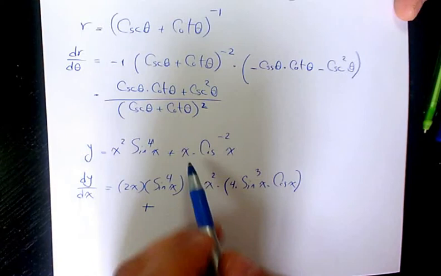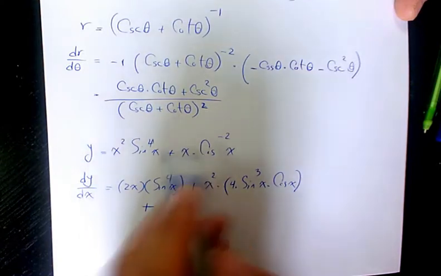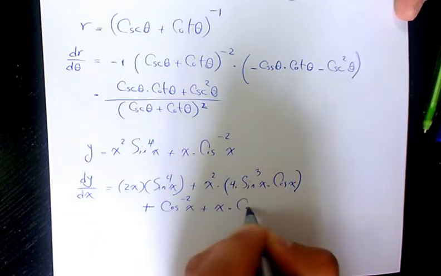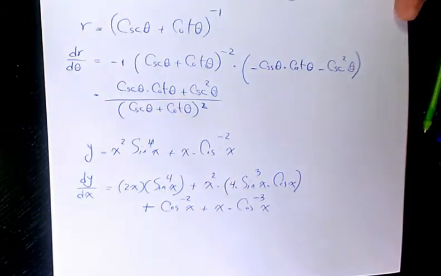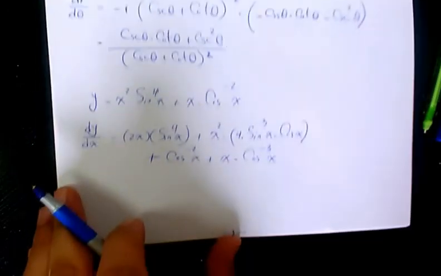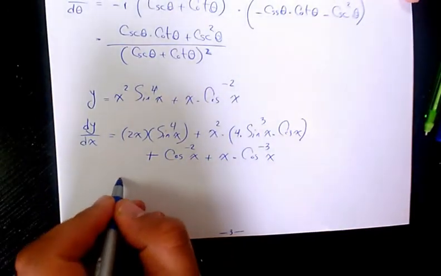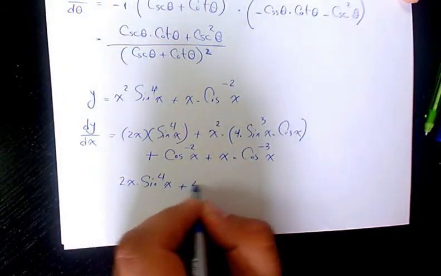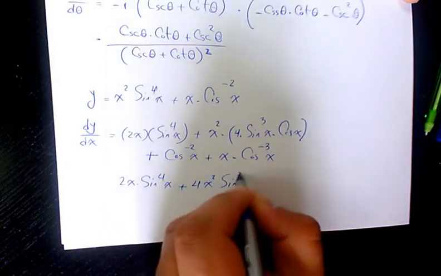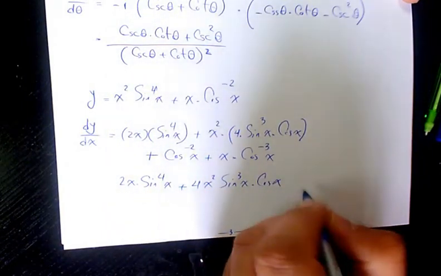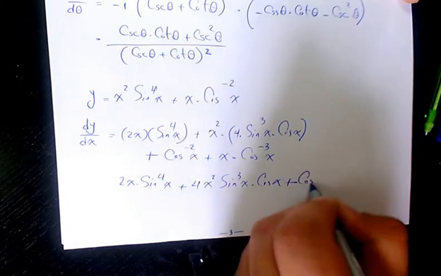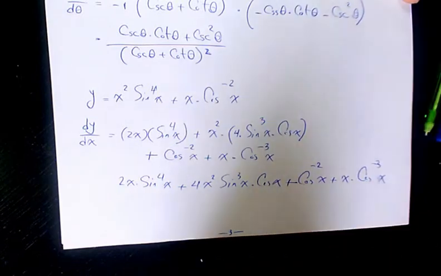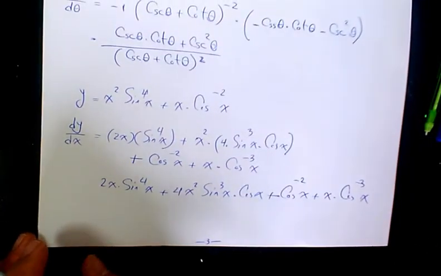That's going to be another product rule. Derivative of x is 1 times cosine to the power of negative 2x plus x times cosine to the power of negative 3x. So it's going to be 2x times sine to the power of 4x plus 4x squared sine to the power of 3x cosine x plus cosine to the power of negative 2x plus x times cosine to the power of negative 3x. That's the derivative of this expression.